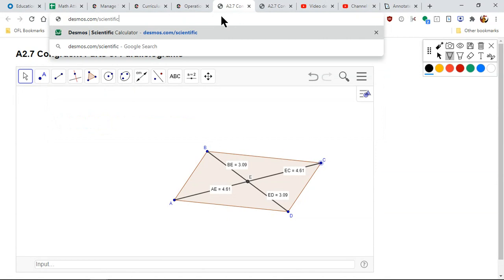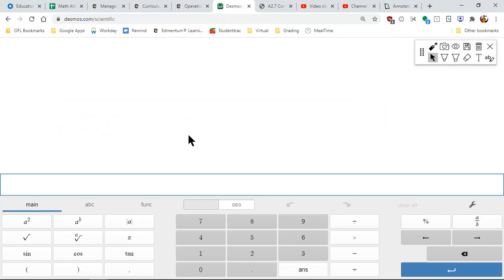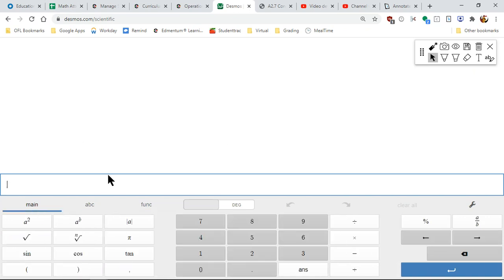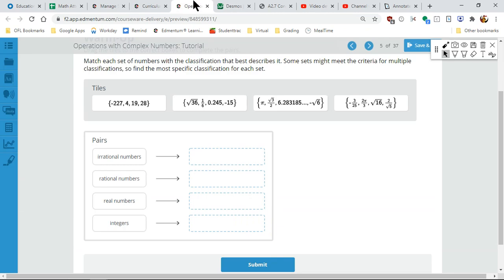Desmos.com/scientific. I found that there's limitations to Google's calculator in my pre-calculus class, so I started using the Desmos calculator. So desmos.com/scientific is the Desmos calculator. So 2 pi. Yep, looks like that's 2 pi.